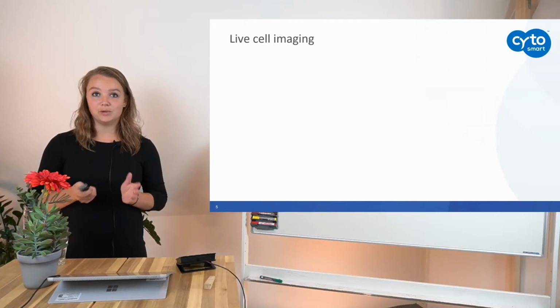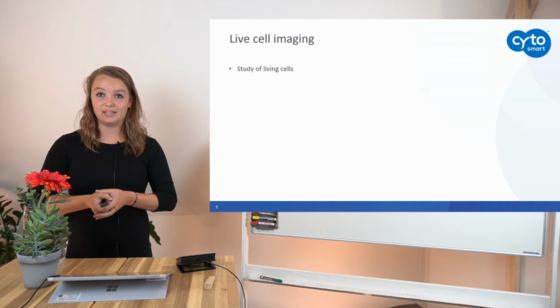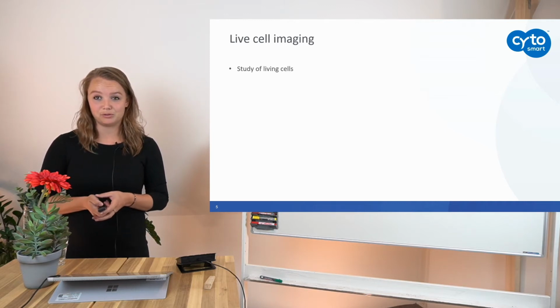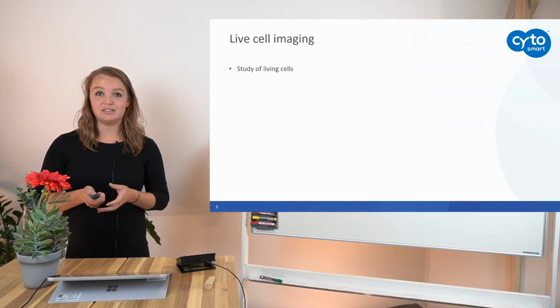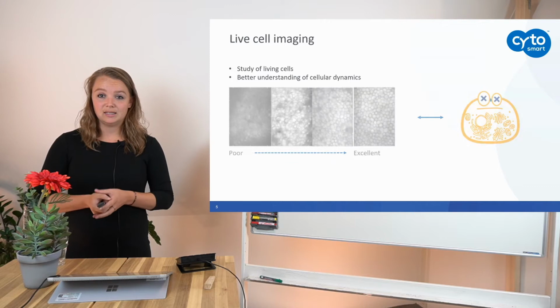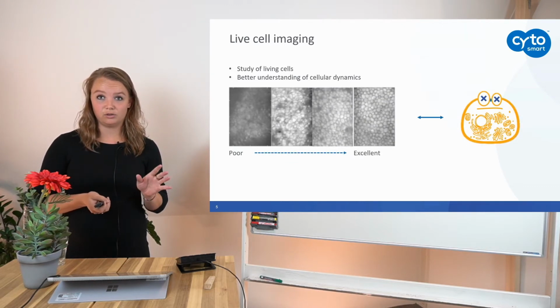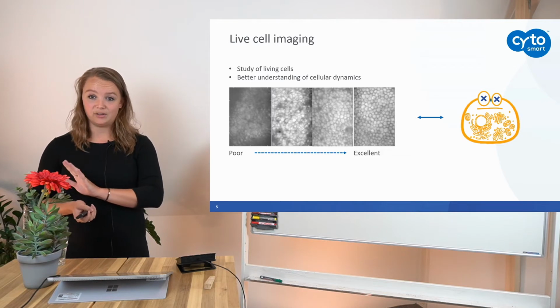So first of all, what is live cell imaging? Live cell imaging is the study of living cells using time-lapse microscopy. It is used by scientists to obtain a better understanding of biological function through the study of cellular dynamics. Live cell imaging involves a reconciliation between obtaining image quality and maintaining healthy cells.